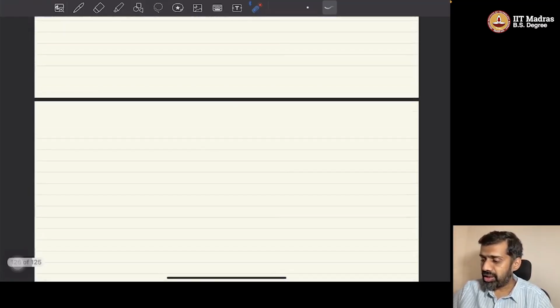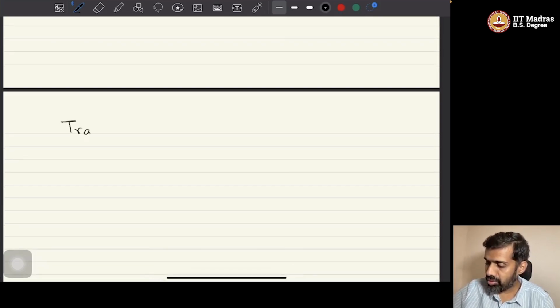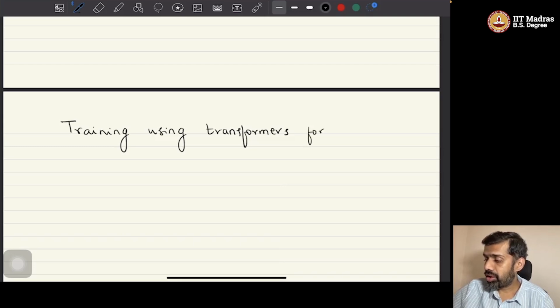So now that we are done with the architecture, let us see how one would train an autoregressive generative model using this particular type of architecture. Let us look at the training for language modeling or generative models using the transformer architecture. So, training using transformers for autoregressive modeling.